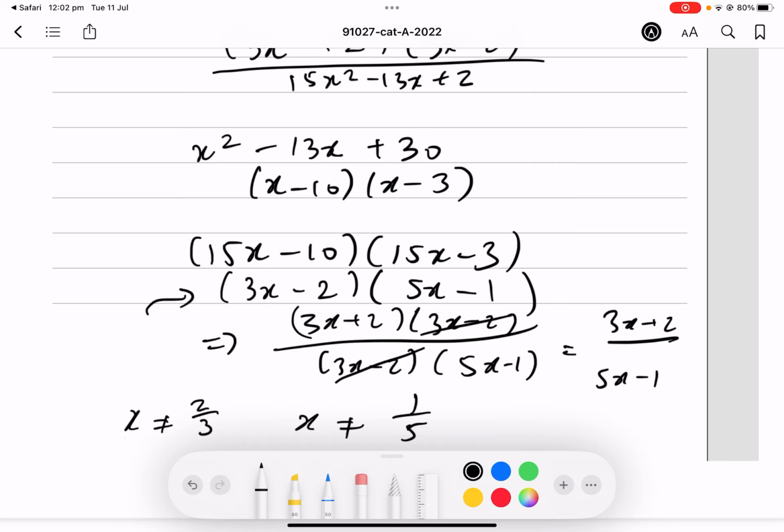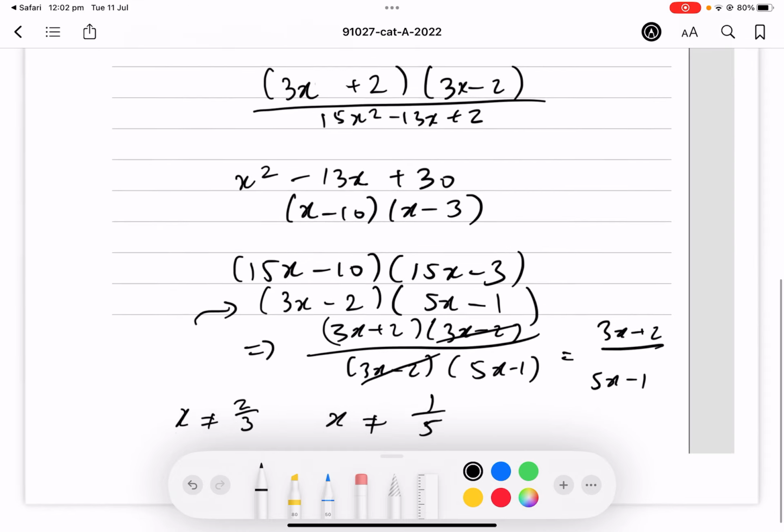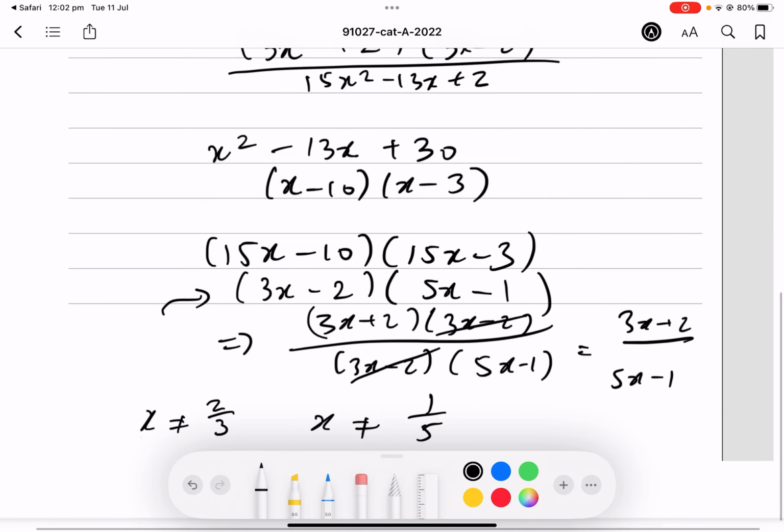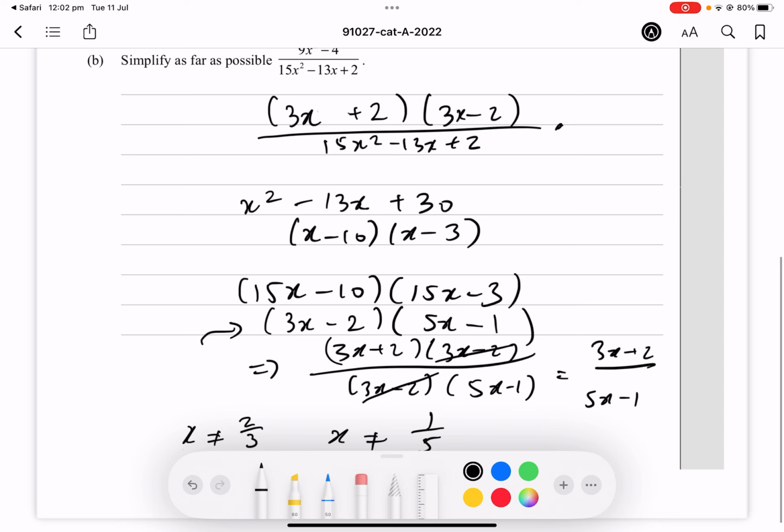But you don't need the restrictions in order to get a merit. But for future reference, it's good to keep in mind that you do need restrictions, and these restrictions are important because this expression here is different to (3x + 2) divided by (5x - 1), since it's discontinuous at the point of x equals 2/3. But (3x + 2) over (5x - 1) is not discontinuous at that point. So there is a very slight difference between this expression here and this expression here.